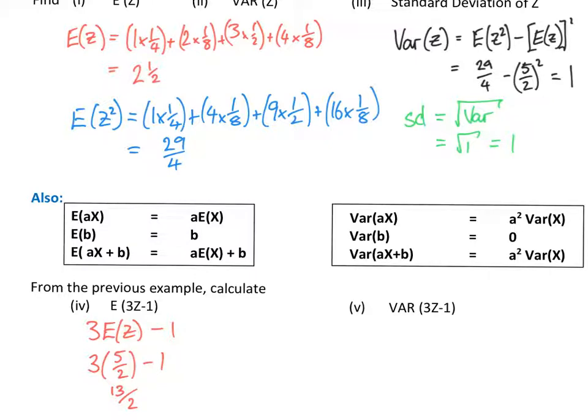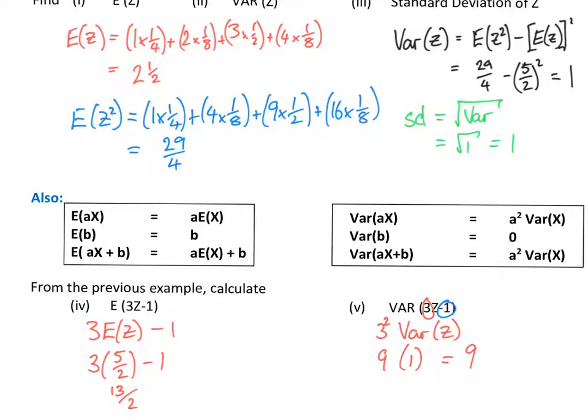On the other hand, if we want to find the variance of 3z minus 1, well, this is the same as the variance of z multiplied by 3 squared. The minus 1 will not affect the variance. Adding and subtracting doesn't do that. So this is 9 times, what did we work the variance to be? 1. And that's equal to 9.